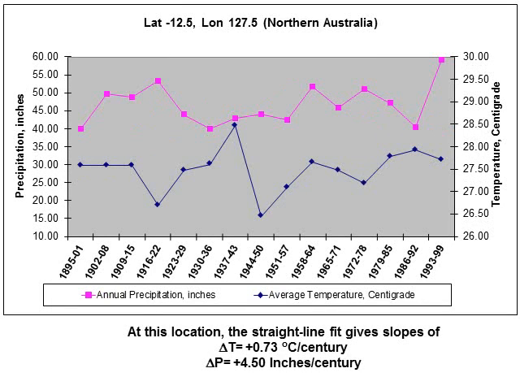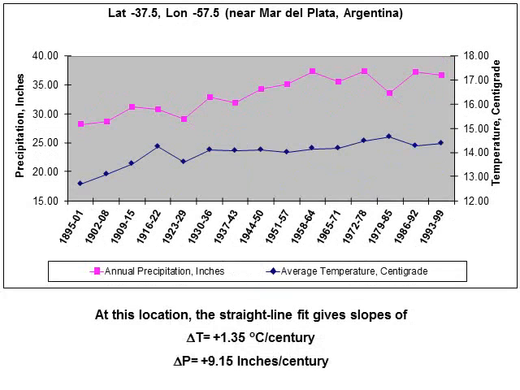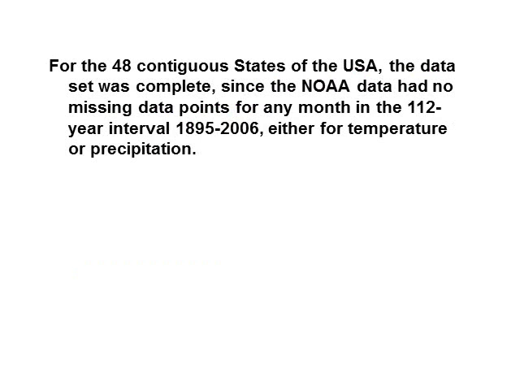I believe we have one more, Northern Australia, where we found a rise in temperature and a rise in precipitation statistically from the regression. One more point near Mar del Plata, Argentina. I think you see how it's going. Increase in temperature over the centuries, increase of precipitation over the century.